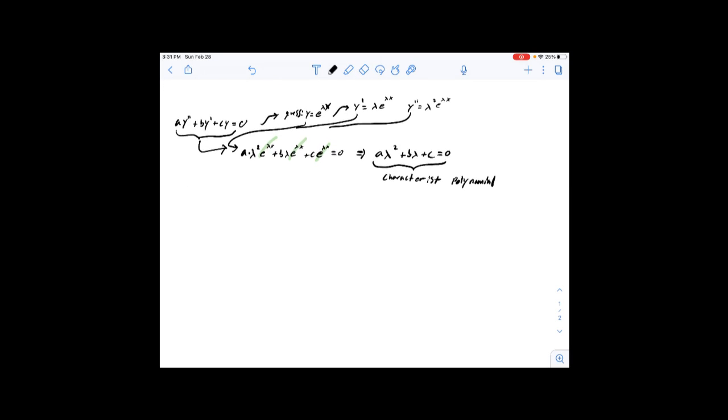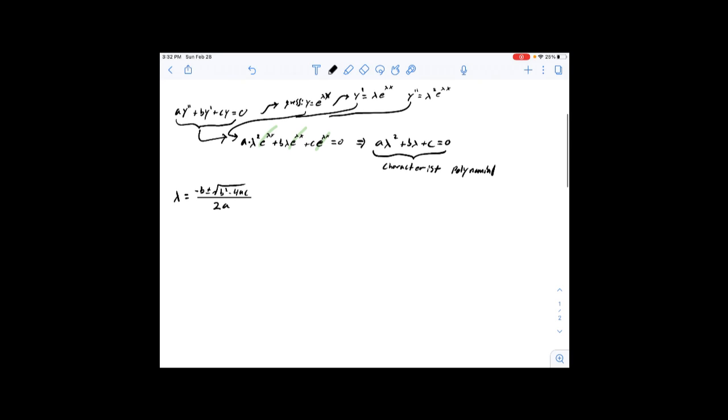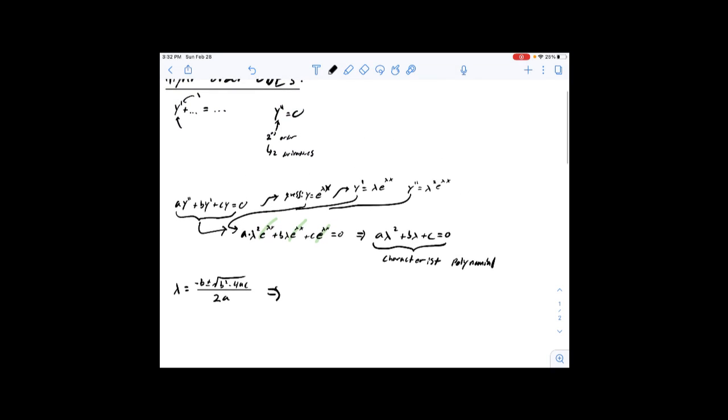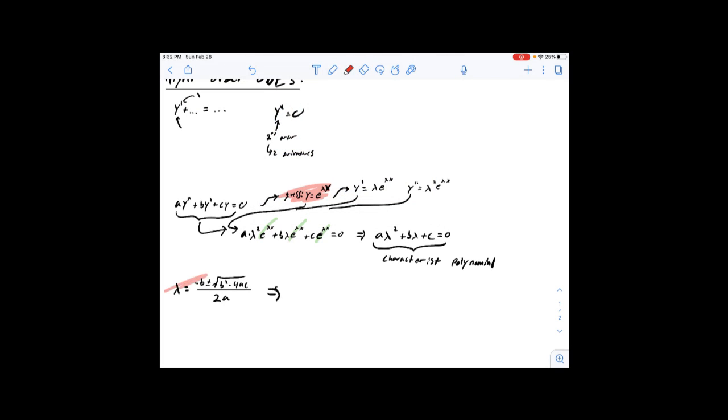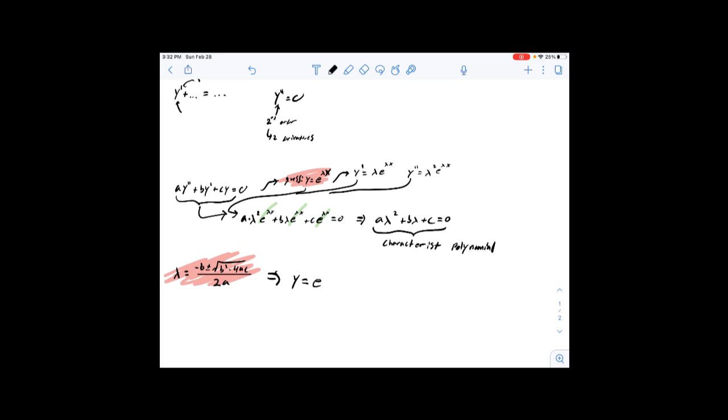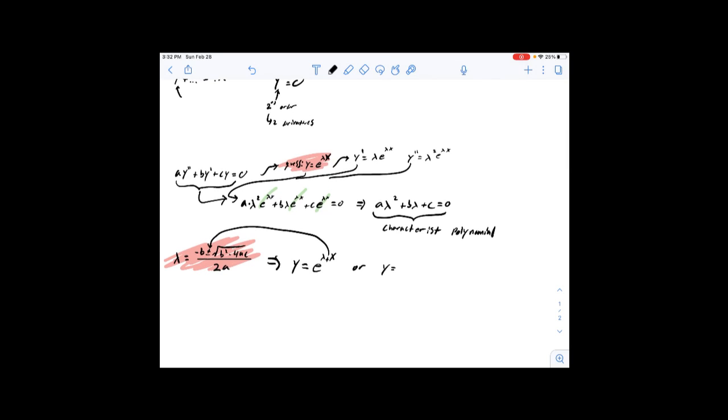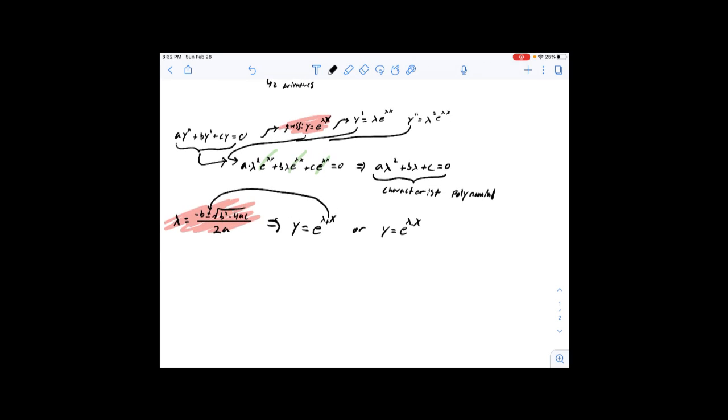So we can easily solve this for lambda, right? So we have lambda equals negative b plus or minus the square root of b squared minus 4 times a times c, all over 2 times a. Now we can plug this back into our guess, which was right here. So we plug this back into our guess, and we get y is either equal to e to the lambda plus x, which means the plus is in the square root, or e to the lambda minus x.